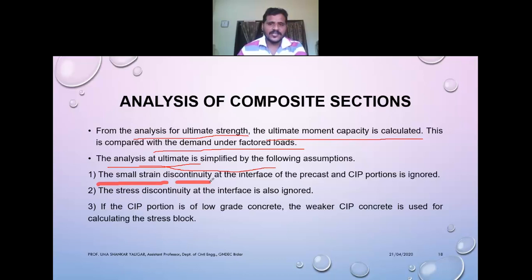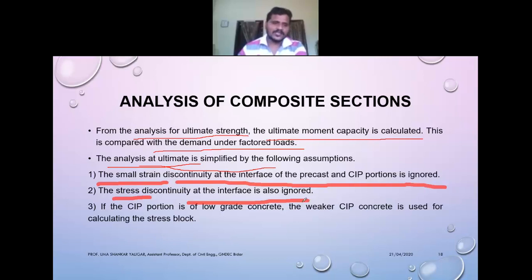We have seen in the previous diagram that there is a discontinuity of strain as well as stress at the interface or junction between your precast member and the top flange member, or the cast in place portion. That we have neglected, and we have ignored both strain and also stress at the interface between the web and the top flange portion.